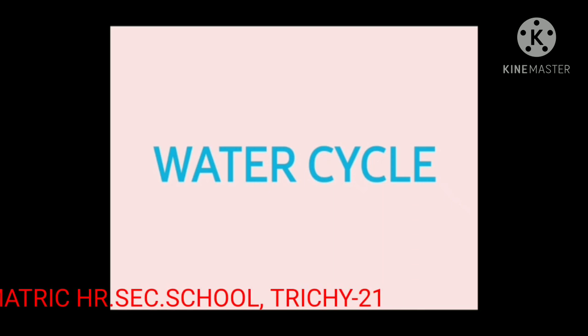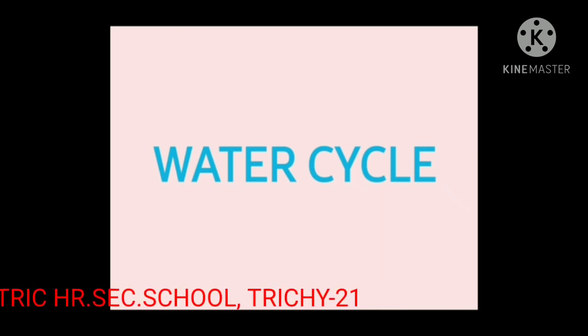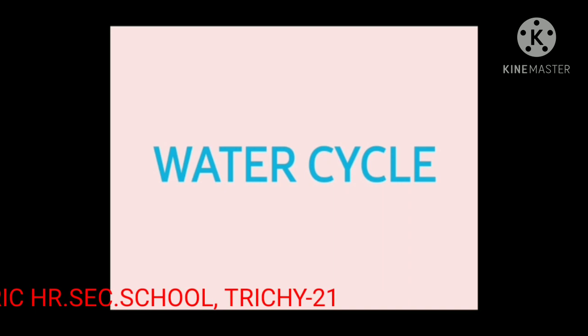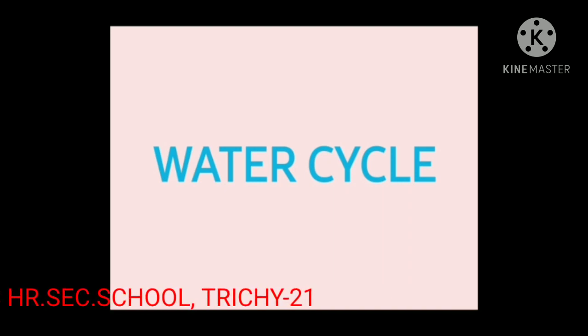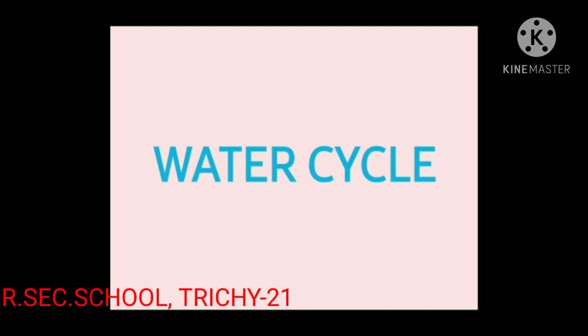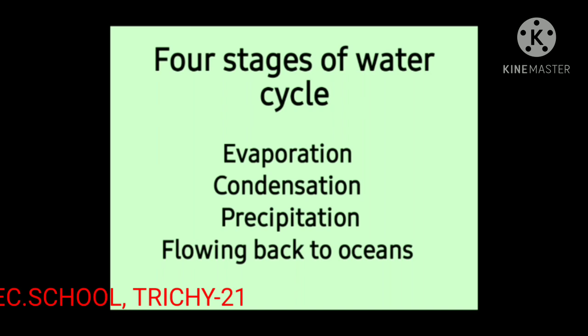Continuous movement of water from the earth to the atmosphere and back to the earth is known as water cycle or hydrologic cycle. Water cycle consists of 4 stages. They are evaporation, condensation, precipitation, and flowing back to oceans. Now let us learn each stage in detail.